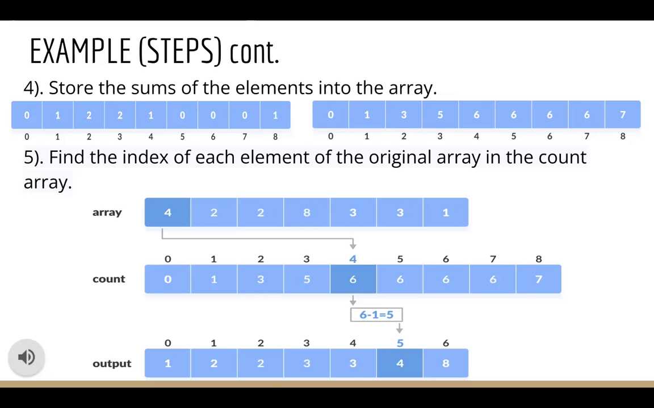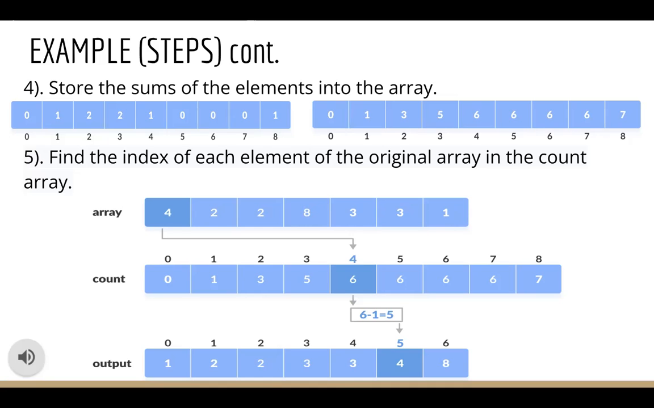So for 2, we go to the index of 2 in our count. We see that it's 3. And 3 minus 1 is 2, so we go to the index of 2 for our output and we see 2. So it works for 8 as well. For 8, it's 7. And 7 minus 1 is 6. We go to the index of 6 in our output and see that it's 8.